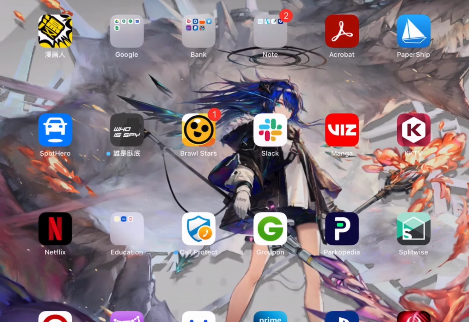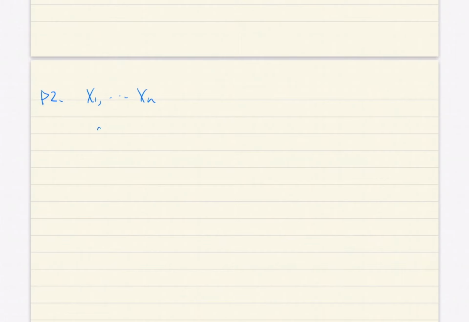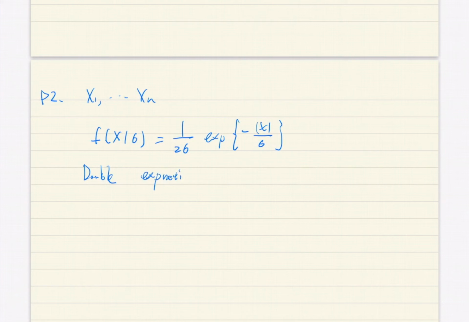That's question 1. Okay, let's do the second question. In the second question, we have S1 to Sn following the density like this: f of x given theta equals 1 over 2 theta times the exponential of negative absolute value of x over theta. This is the double exponential distribution. Okay, so you look at this.